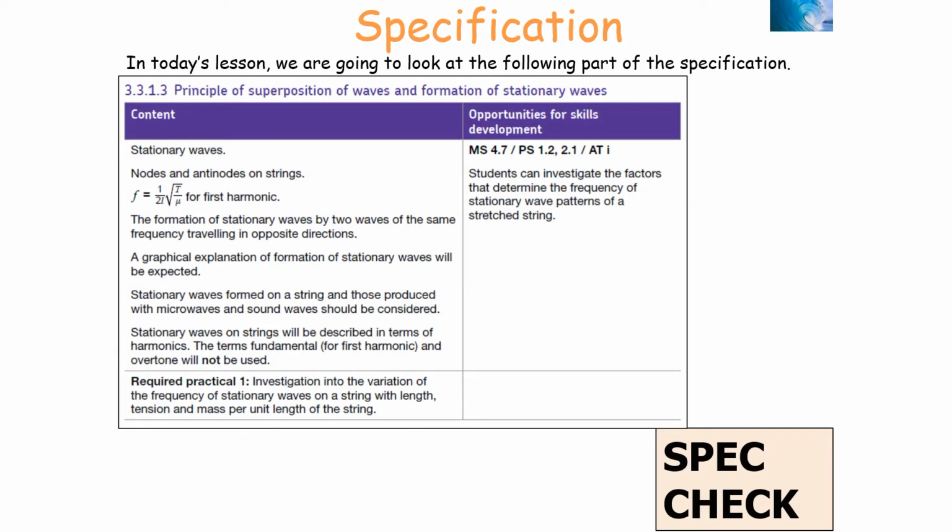So in today's lesson we're going to look at the following part of the AQA A-Level Physics specification: 3.3.1.3, the principle of superposition of waves and the formation of stationary waves. In particular, required practical 1, an investigation into the variation of the frequency of stationary waves on a string with length, tension and mass per unit length of the string.